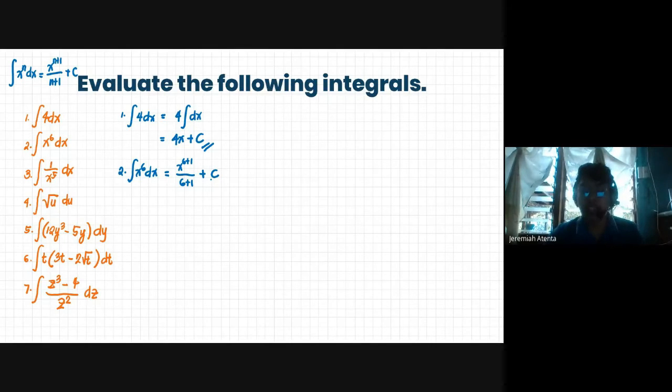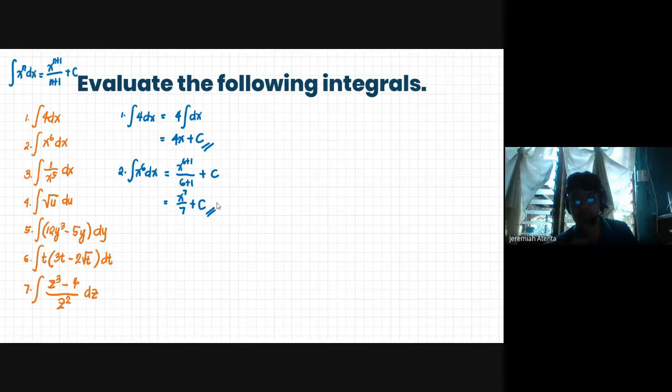Always write plus c. Sir, what if nakalimutan ko yung c? Then I will mark it wrong. Okay, ganun lang siya. So c is very important. So you have plus c. And to simplify, we will have x to the power of 7 over 7 plus c. And this is now our final answer. Any questions? Clarifications? Is there any questions? If there is none, kindly press 2. Pa-2 naman kayo dyan. Ayun, 2, 2, 2.